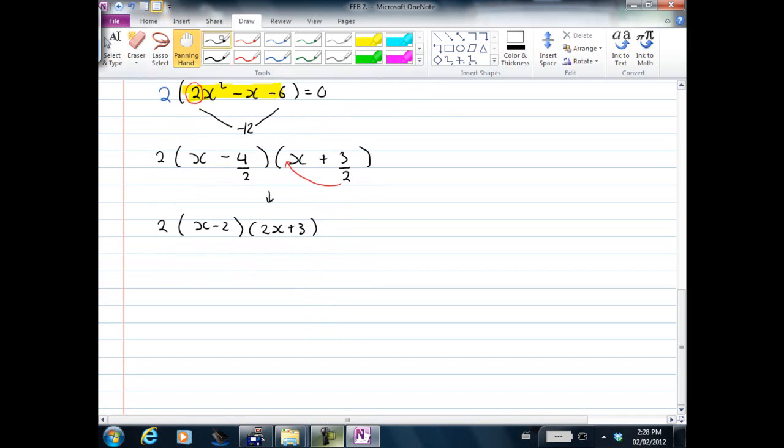We're going to set each bracket to 0. So x minus 2 equals 0, and 2x plus 3 equals 0. See, this 2 doesn't really change anything, so we don't need to worry about it. We only want brackets with the x involved. Guys, gals, solve for x. x equals 2. x equals -3 over 2. Hey, pretty easy.